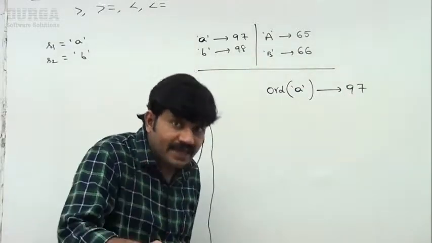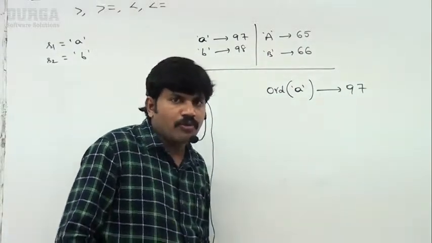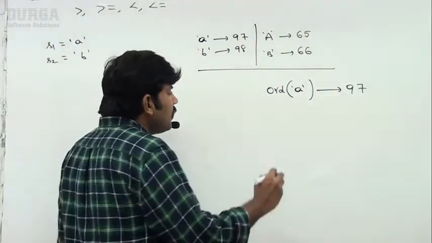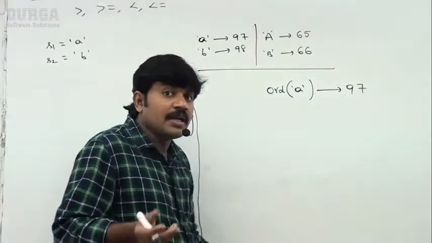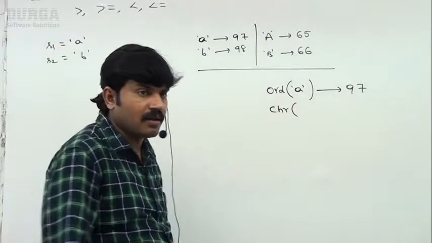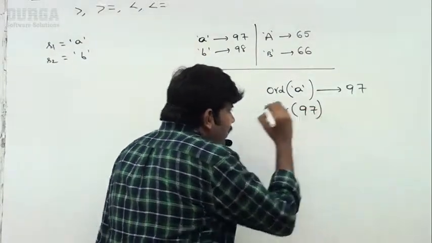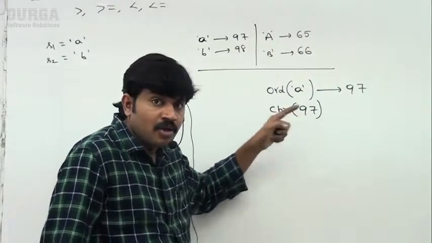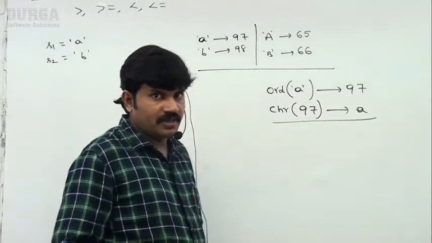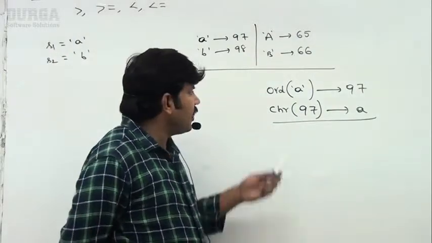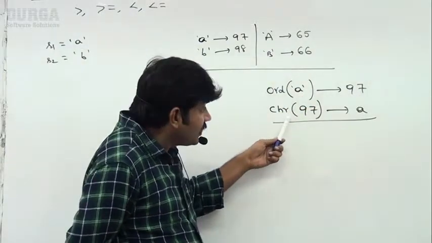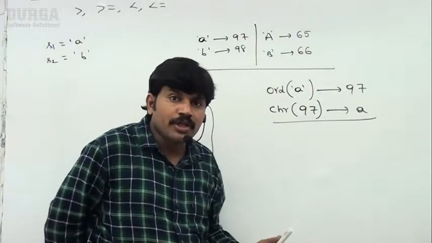Remember, if you know the character and you want to know the corresponding Unicode or ASCII code, then we have to use the ord function. Similarly, I know the Unicode value and I want to find the corresponding character: chr. What is the character related to 97? chr of 97 means A you are going to get. Observe very carefully, in Python, inbuilt functions are available. One is ord to find the Unicode value for the given character. Next, chr to find the character for the given Unicode value.